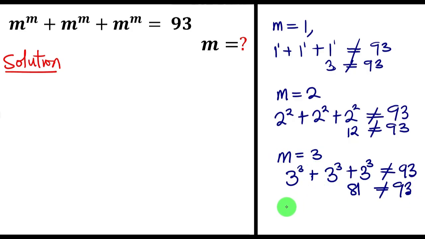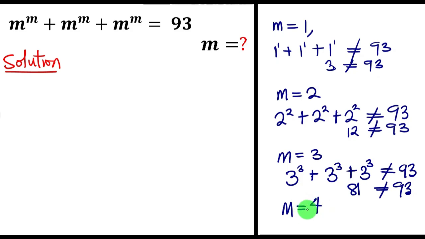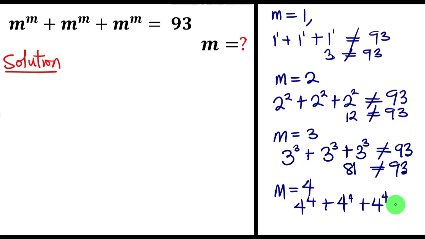So let's guess the next one: if m equals 4, what are we going to have? We have 4 raised to the power of 4 plus another 4 raised to the power of 4 plus another 4 raised to the power of 4. Is this equal to 93? Let's check. It is clear this is not 93, because 4 raised to the power of 4 is 256, another 256, another 256. Adding the three together, we have 768, which is not equal to 93.